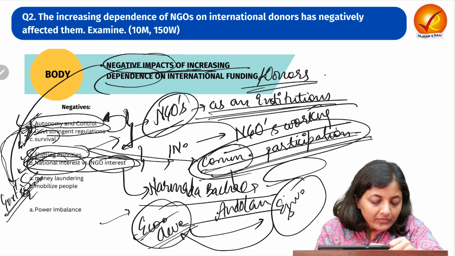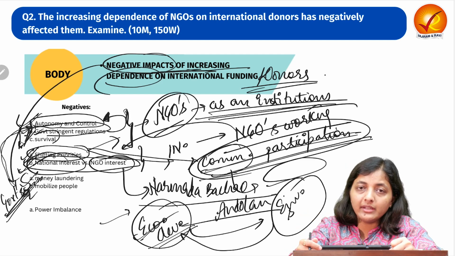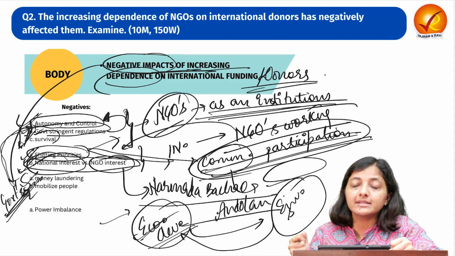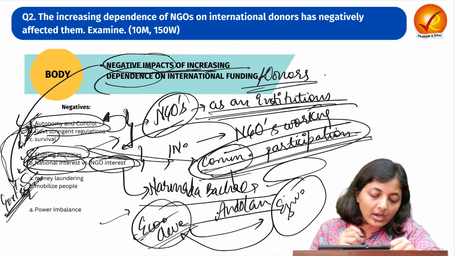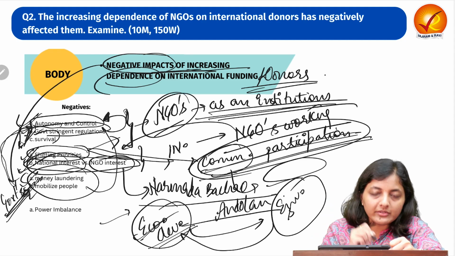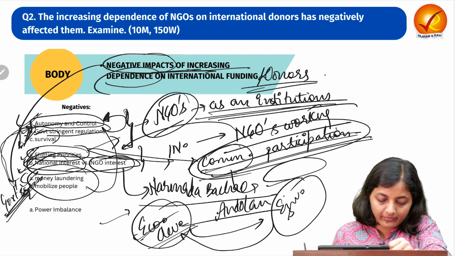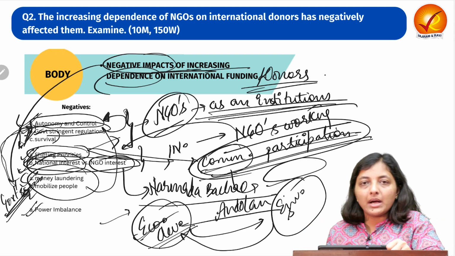Then next is, the government also has the fear that these NGOs with foreign funding can mobilize the people against the nation's interest. So again, they put some stringent regulations in the working of the NGOs, and this directly impacts the working of NGOs. Next comes the power imbalance.